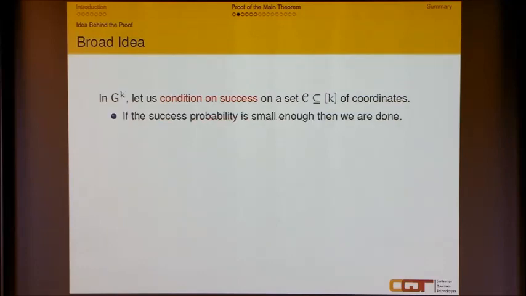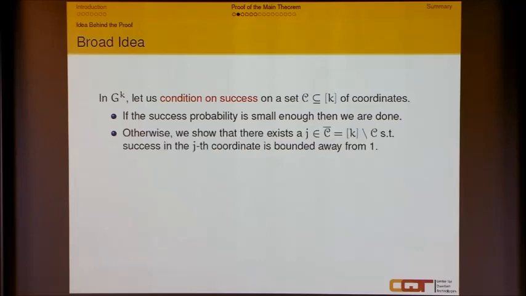So there are two cases. If the success probability is already small enough, like exponentially small, then we are happy and we are done, because that's the theorem. Otherwise, we show that there is some coordinate j outside of this set C, such that success in the jth coordinate, conditioned on being successful in C, is bounded away from 1.